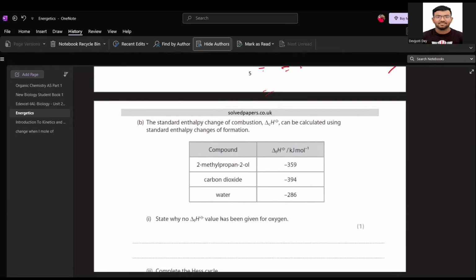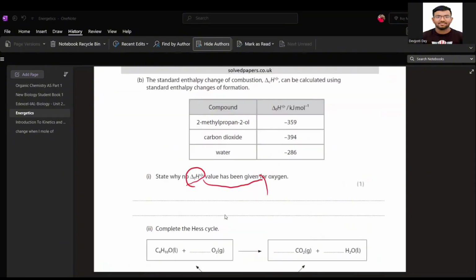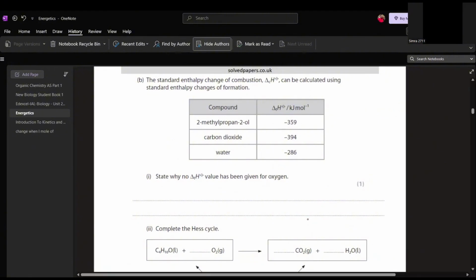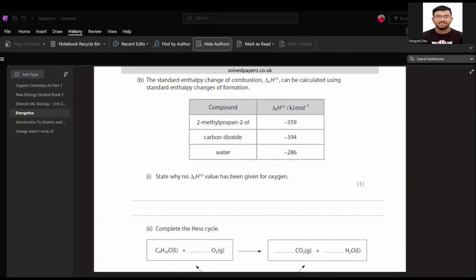State why no enthalpy change of formation value for oxygen has been provided. Any idea why? Like, why do you think the... You use oxygen to combust 2-methylpropan-2-ol. So since it's not forming anything, there's no enthalpy change of formation. Yeah, you can say that.